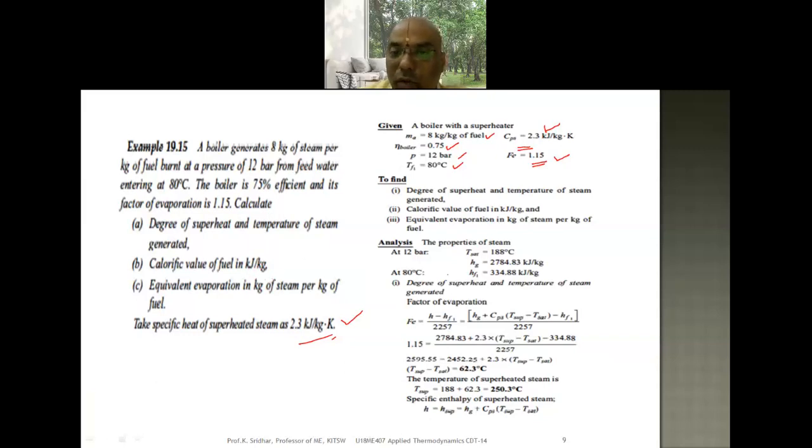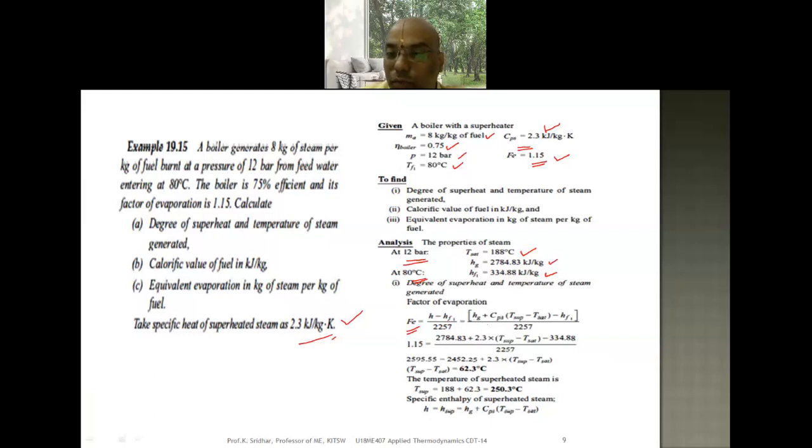Here we know the formula to calculate the factor of evaporation, that is (H minus h_f1) by 2257. Here H is nothing but the superheated enthalpy, that is h_g plus C_ps into (T_superheated minus T_saturated), minus h_f1. So go to the steam tables. At the given 12 bar pressure, the saturated temperature is equivalent to 188 and the saturated vapor enthalpy is 2784, and at 80 degrees centigrade feed water temperature, h_f1 is equivalent to 334.88.